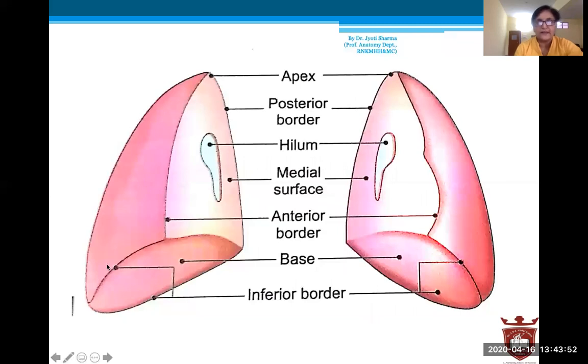Again, we see the borders in the diagrams. This is the anterior border of the right lung. This is totally straight. Now, the anterior border of the left lung has a cardiac notch and a projection called lingula. This anterior border separates the costal surface from the medial surface anteriorly. This is the posterior border, which separates the costal surface from the medial surface posteriorly. This is the inferior border. The inferior border lies inferiorly and separates the base from the costal and the medial surface.